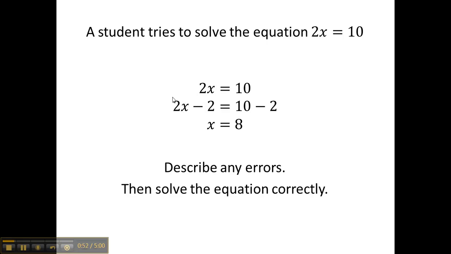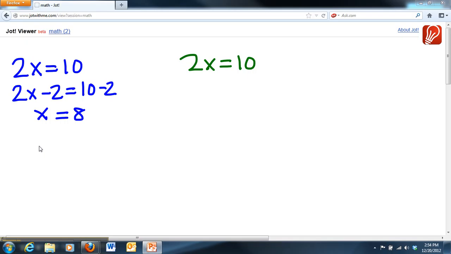And then if you look at what they did, 10 minus 2 is indeed 8. But 2x minus 2, you can't actually put those two together. You can't just subtract that coefficient of the x and get it down to 1. So those are the errors that the student made in solving the equation. So let's solve the equation correctly.